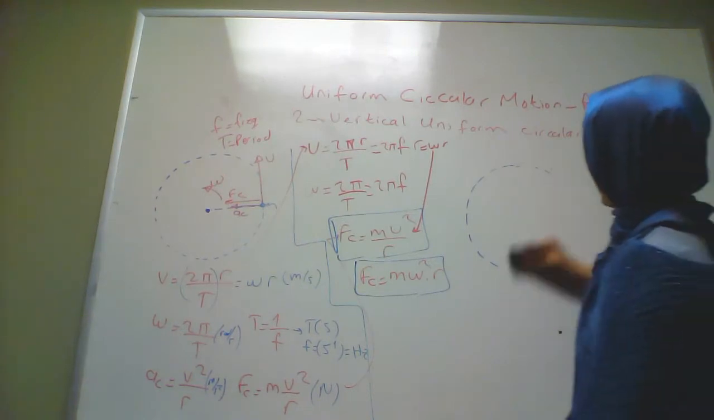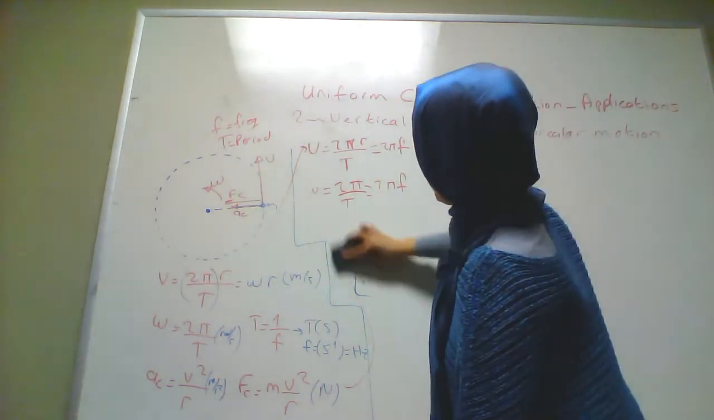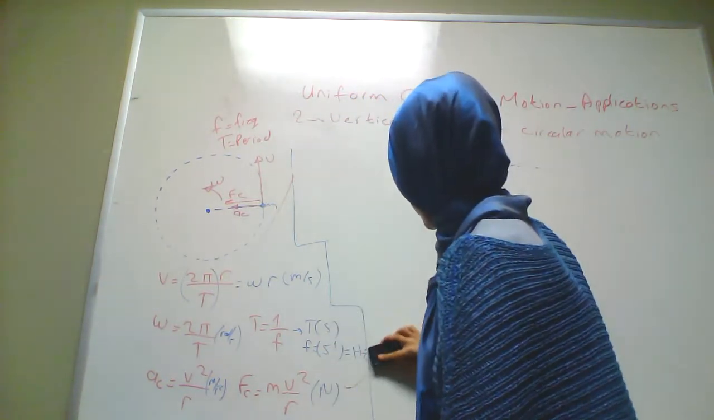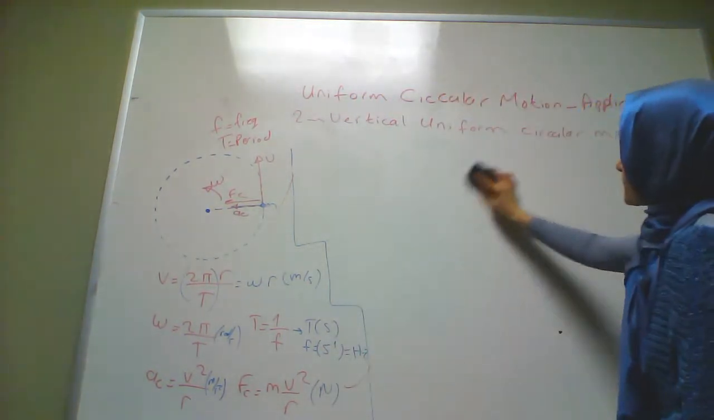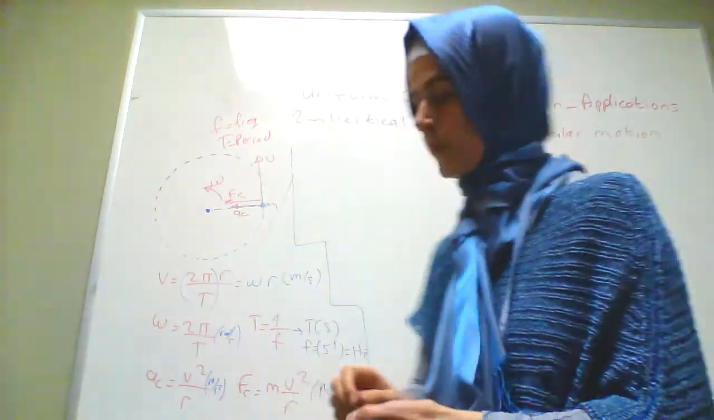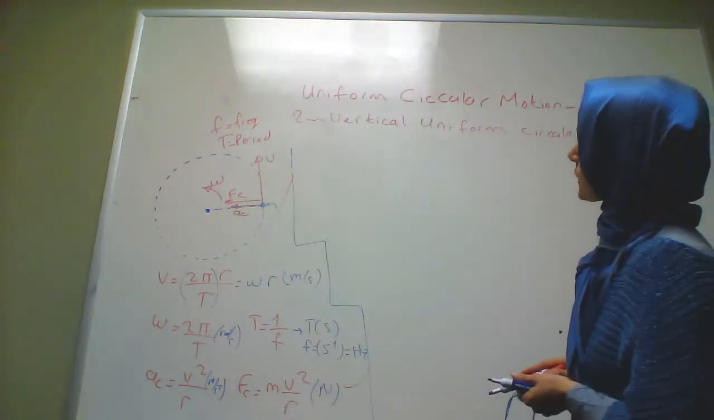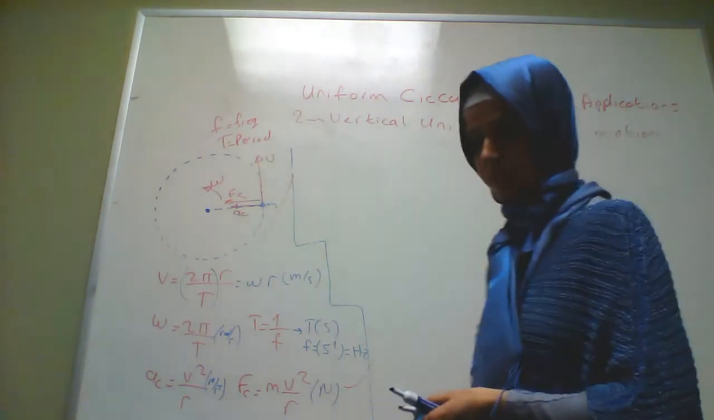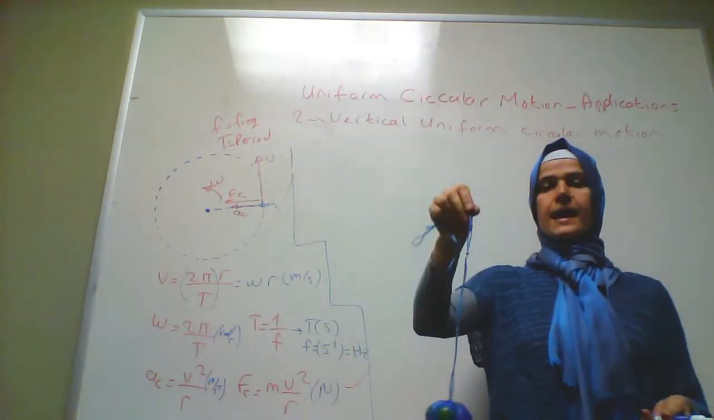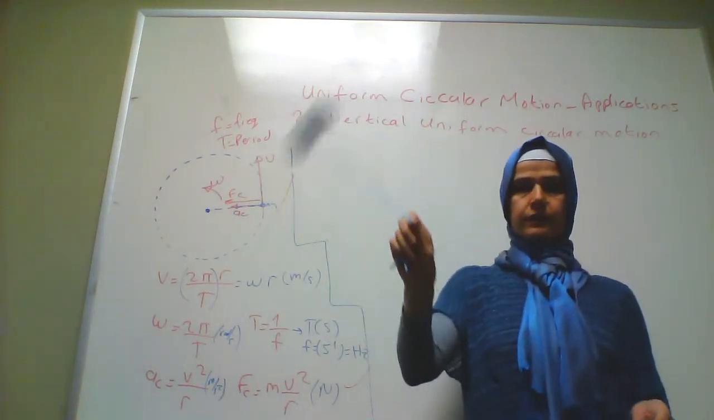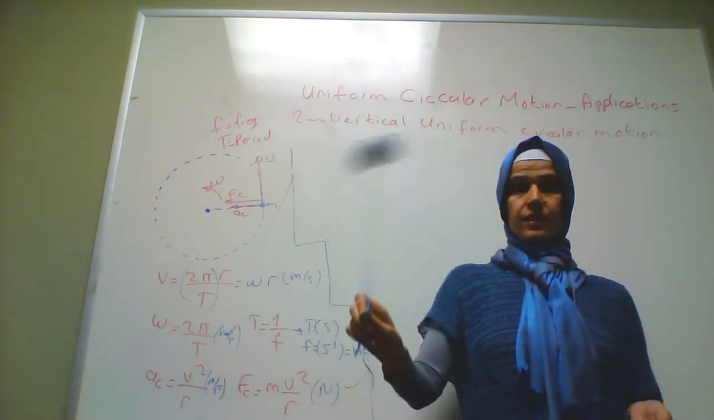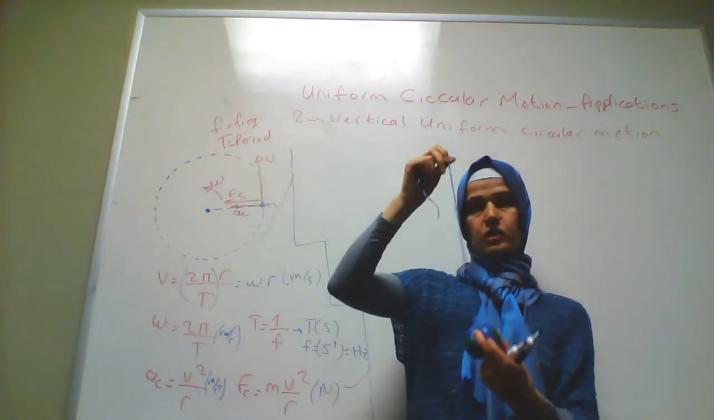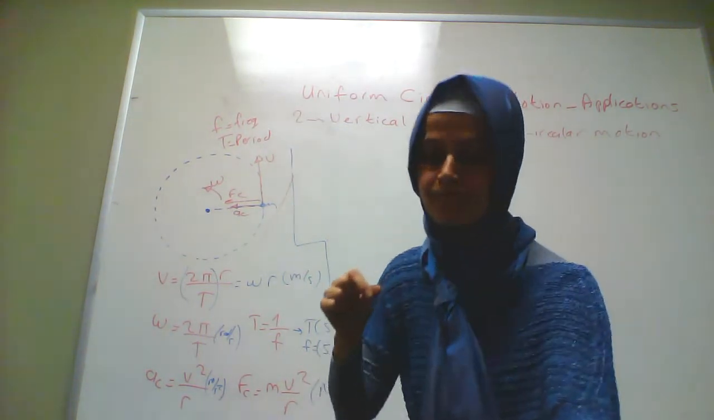Today we're going to talk about vertical circular motion. Let me delete these extra equations I put in here. And we're looking at applications, vertical uniform circular motion today. And vertical motion will be, as the name suggests, along the vertical. Now we are interested in the gravitational force acting on this object.